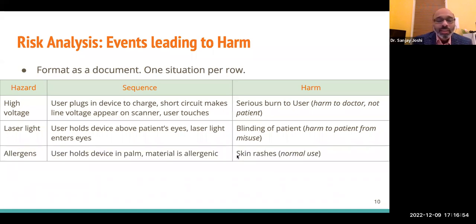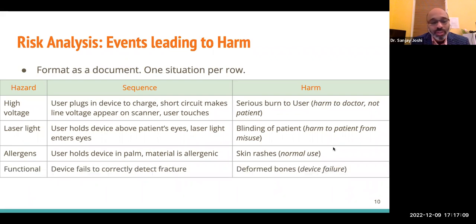The next is allergen. So you have a physical device and the user holds it in their palm, but the material you use in that device is allergenic. You could cause skin rashes, and this is normal use, but it will affect only some users, not all users. The next is functional. Your device was supposed to detect fractures, and what if it didn't?